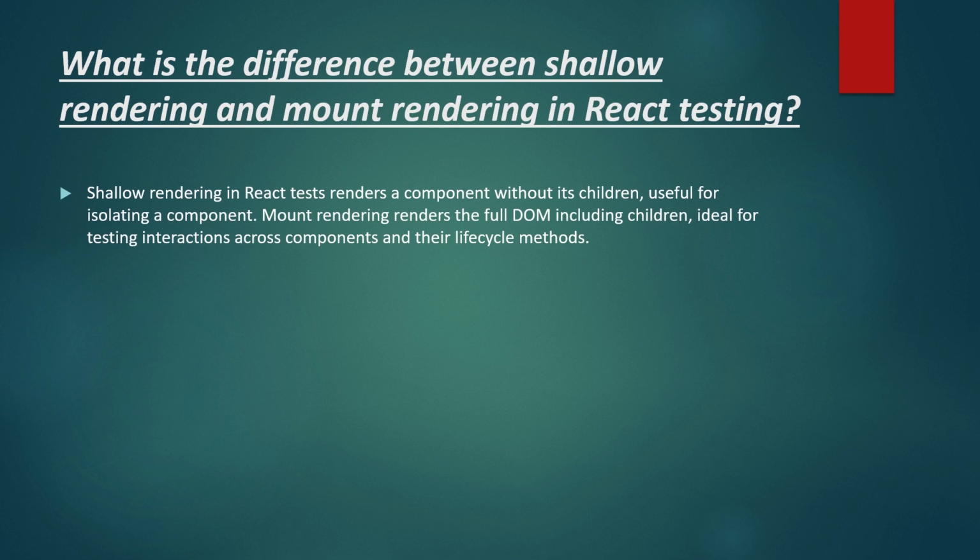Now let's move to a different question. What is the difference between shallow rendering and mount rendering in React testing? Shallow rendering in React testing renders a component without its children, useful for isolating a component, and mount rendering renders the full DOM including children, ideal for testing interactions across components and their lifecycle methods.